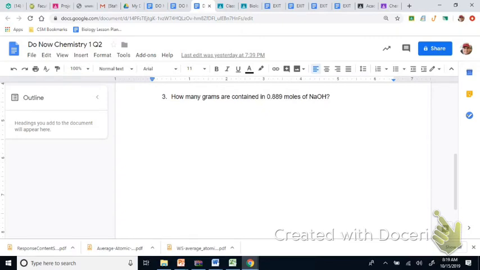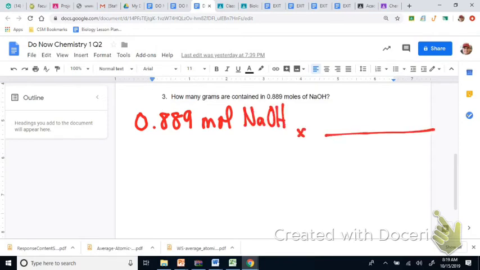Again, I'm going to start with what I know. Molar mass of NaOH is 40 grams of NaOH. And I messed that up. Let me go back, because that should not go in the denominator. That should go in the numerator.